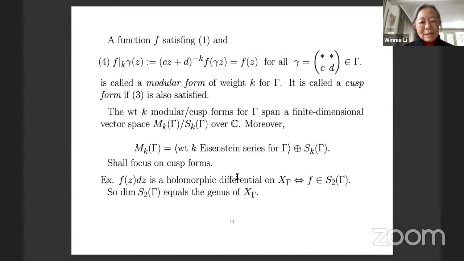So in view of this definition, we go back and look at f(z) dz. We start with this holomorphic differential. Another way to say that is that f(z) is a cusp form of weight 2 for the group gamma. So this shows that the dimension of the space of weight 2 cusp forms is equal to the genus of the curve.